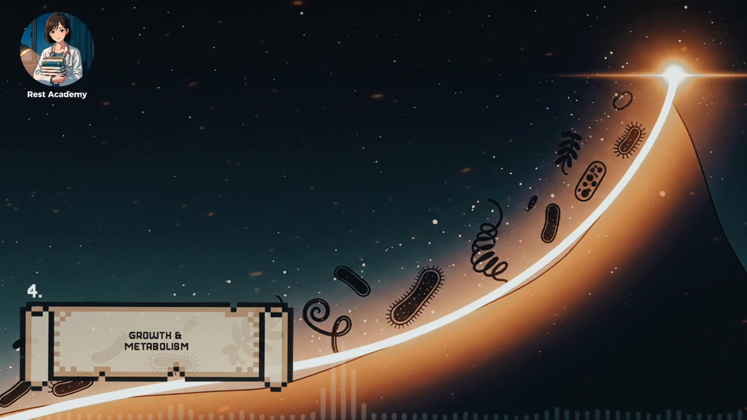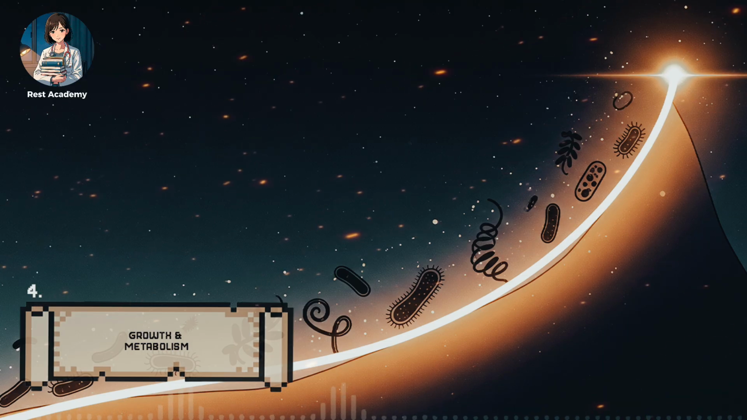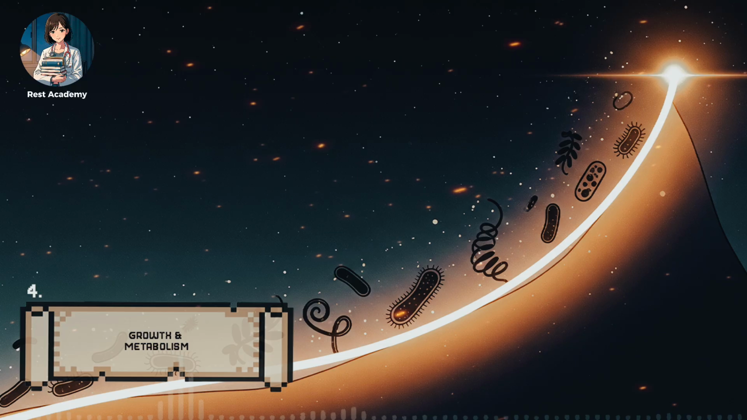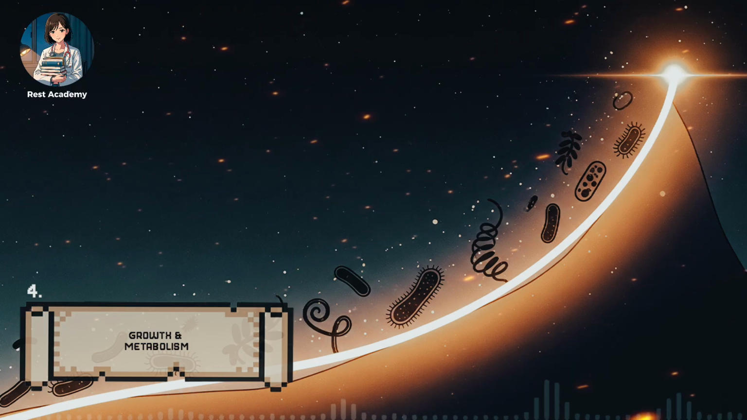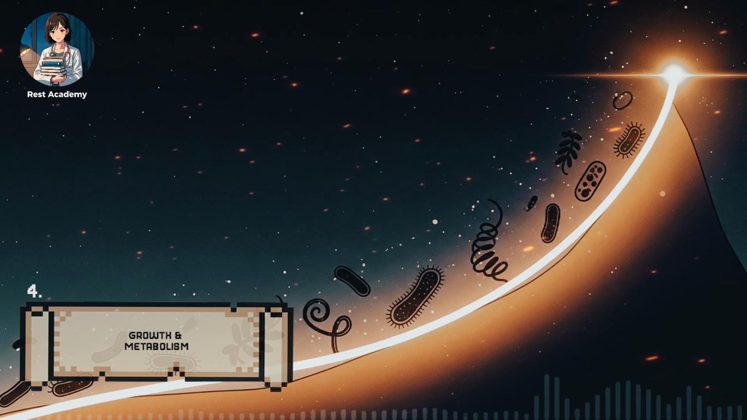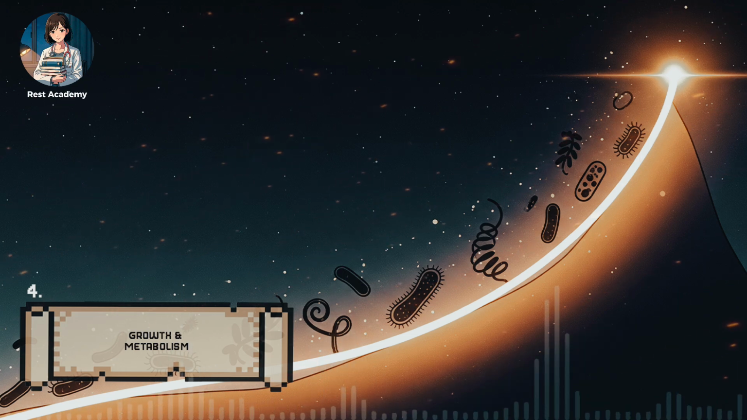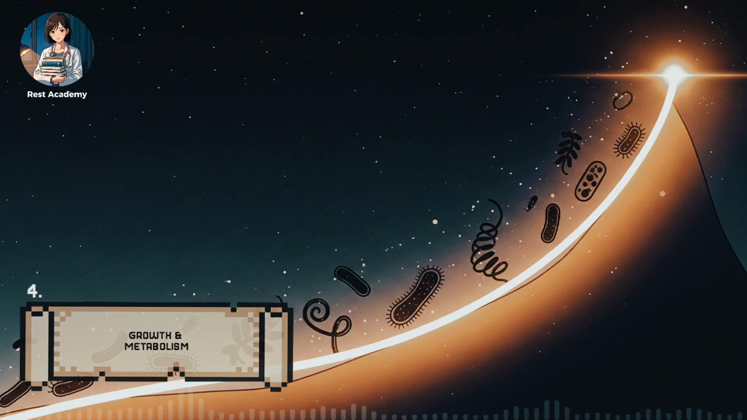The same field yields different crops depending on what fertilizers and water you deliver, and the same medium nurtures different microbes depending on what they can digest and how they balance energy. Define the inputs with care. Carbon is the backbone of cell material. Nitrogen builds amino acids and nucleotides. Phosphorus and sulfur support nucleic acids and certain amino acids. Trace metals serve as enzyme cofactors. Many bacteria secrete siderophores, high-affinity iron-capturing molecules, because free iron is scarce in hosts.